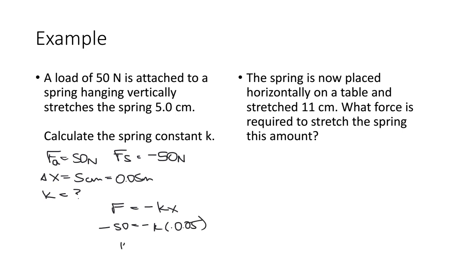And that would give us our value of k, 1,000. The unit for k is Newtons per meter, which comes from the idea that if you were to get k by itself, k would be a force over a distance, which is a Newton over a meter, which is why our unit is Newton per meter.